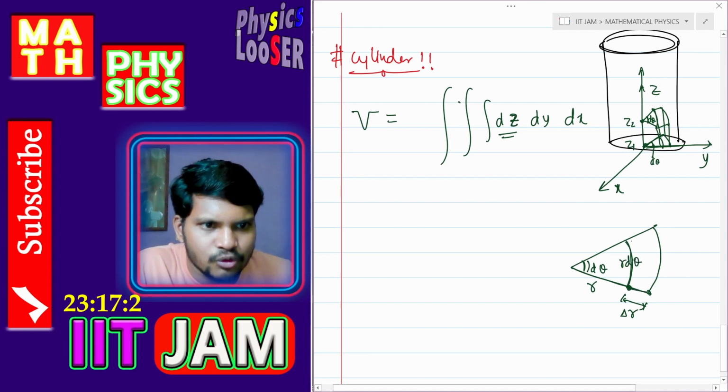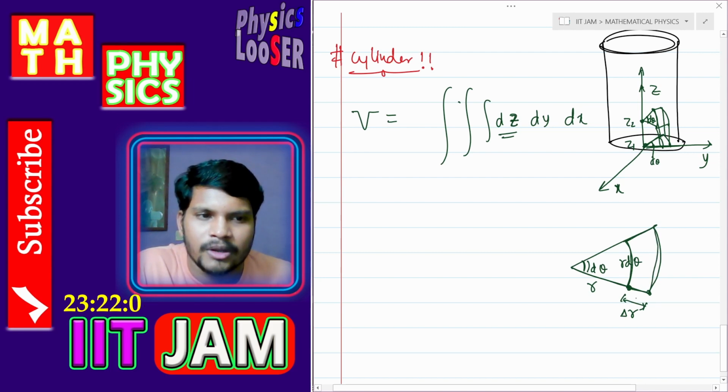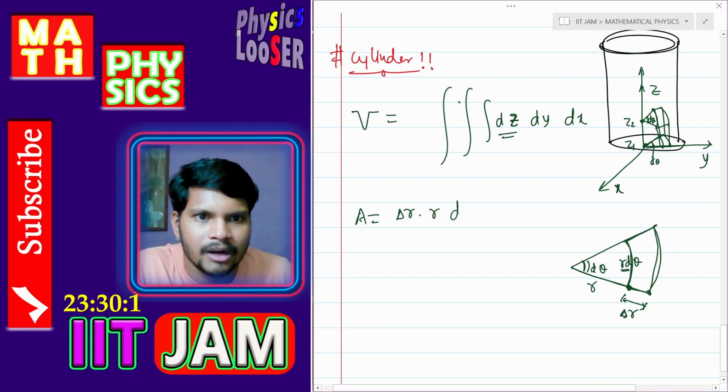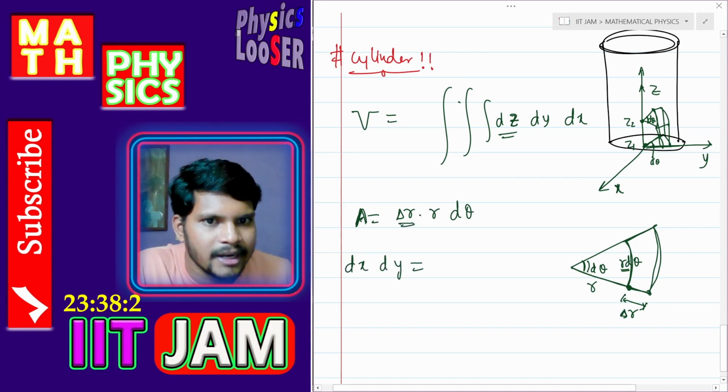This is in 2 dimensions, making some kind of rectangle. So we already understand that this length is delta r and this is r d theta. So what is the area? The area would be delta r times r d theta. Now this area is in the xy plane, so I can write that dx dy is basically this delta r becoming dr, and this will become r d theta.